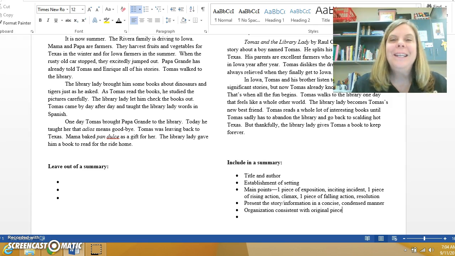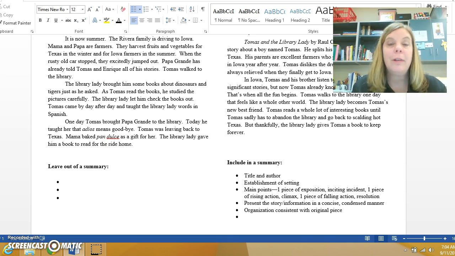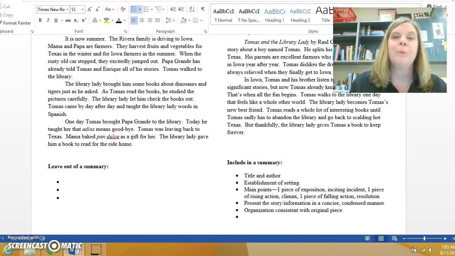There we go. It needs to be consistent with the original piece of work. So if the story is told in chronological order, you want to do the same thing. And that means that if the story goes from beginning, middle to end, you want to provide your summary of the action in that same way. If there's a flashback or a flash forward in the story, you want to make sure that you acknowledge that and present those pieces of the story in the same order in which they're presented in the original piece.